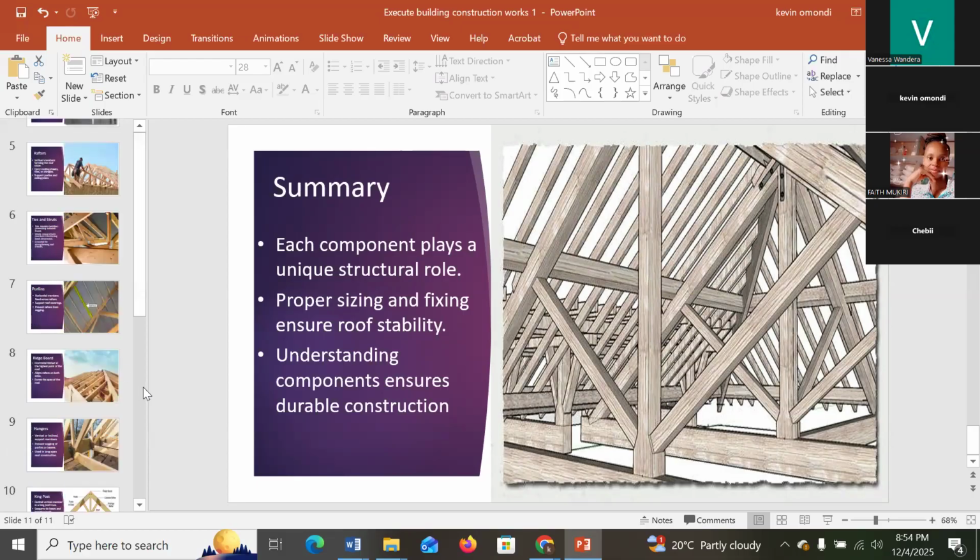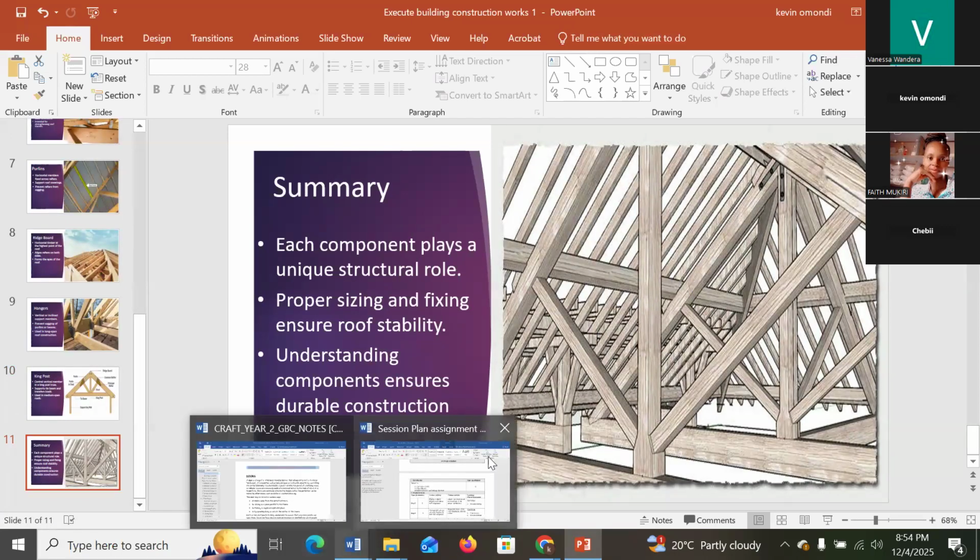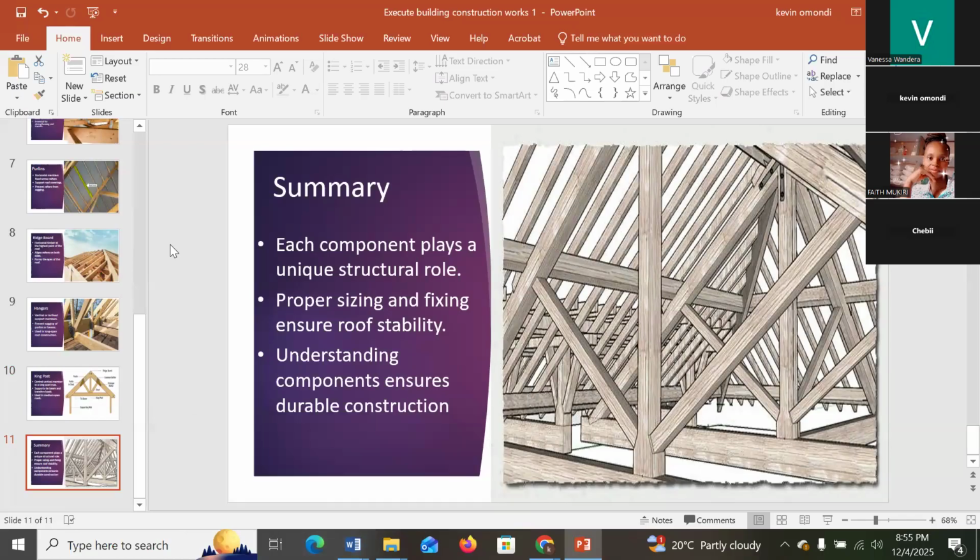Learners, I will leave you with this assignment, whereby in your area or in your institution, you can look for any building and identify any component that you see. That is the end of our lesson, and let's meet in our next class. The assignment should be submitted on 24th of December 2025.